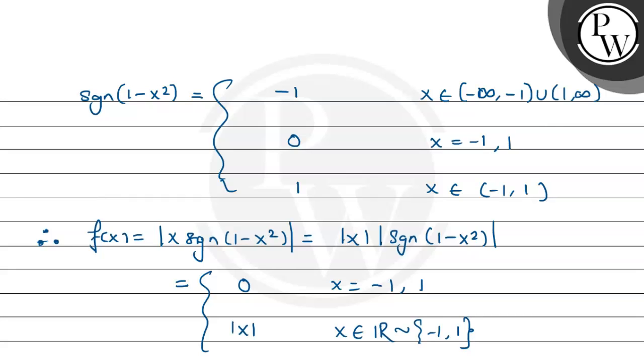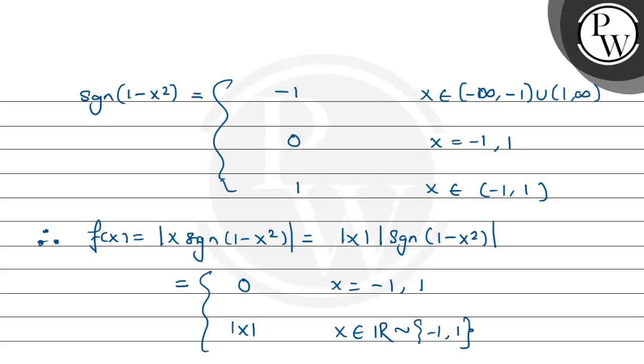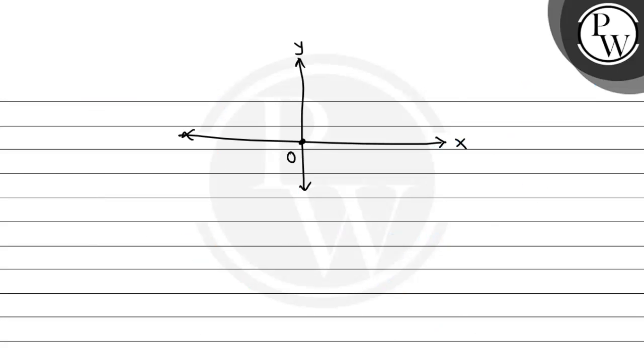So how will its graph look? Let's build the graph of the function f(x). Suppose here we have the coordinate axes. Here we have the x-axis, here we have the y-axis. Now here we have the point 0, then the concerned points are −1 and 1. So here we have −1, here we have 1. At −1 and 1, f(x) takes the value 0.